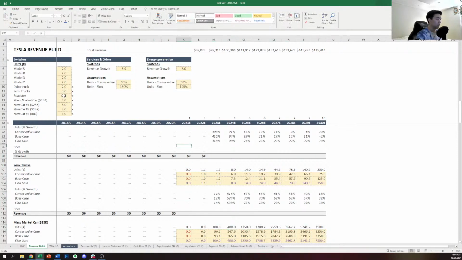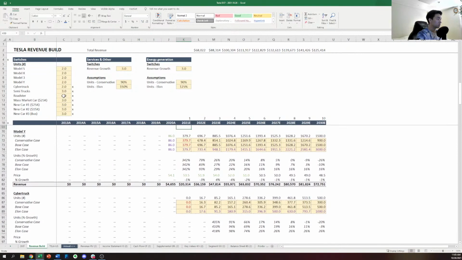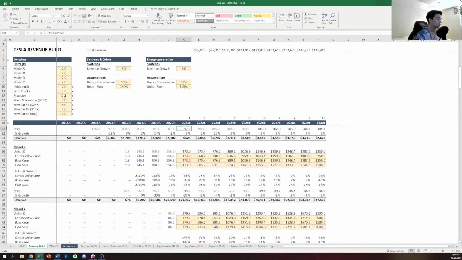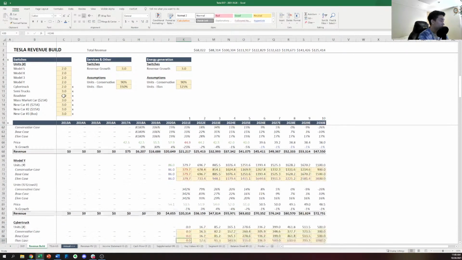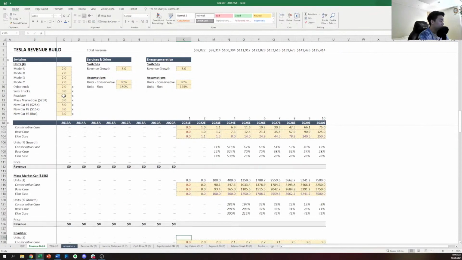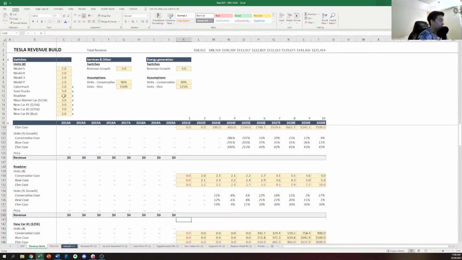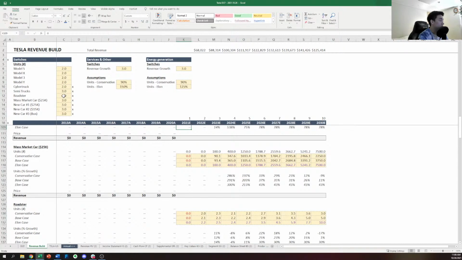Oops, where's the Roadster? Well, 3, Model Y, Cybertruck, semi-trucks, mass market car, Roadster. Oh, I switched these. Should have the Roadster first.